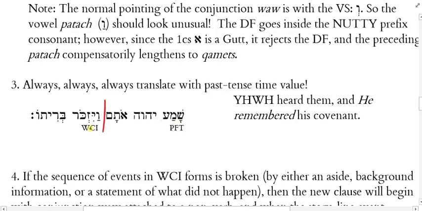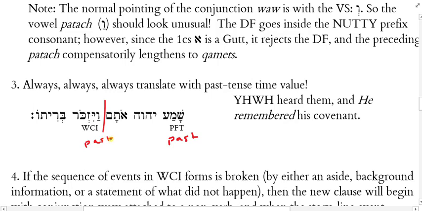And then my next action in the sequence has a WCI form. Vayizkor. Notice it's not Yizkor, but Vayizkor, with that special Vav on the front, doubling dot in that Yod. This is going to be translated as past time as well. So the perfect, it typically translates past.